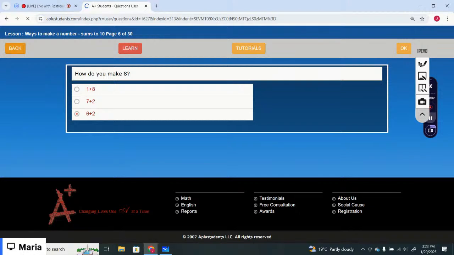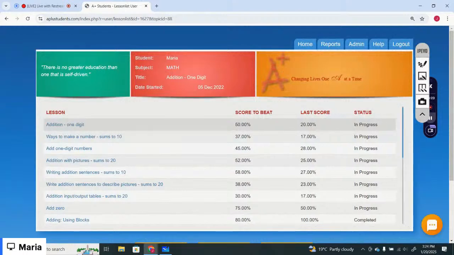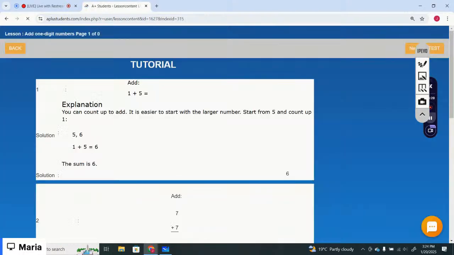Okay, you can complete the lesson by yourself later today. Let's just move on to the next lesson. The next lesson is add one digit numbers.